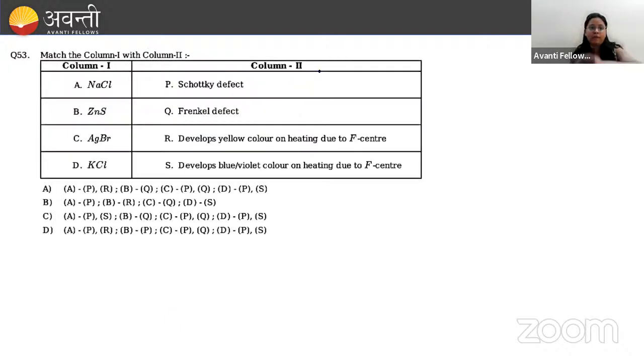Very good. Next problem. Here we need to match column 1 with column 2. There are certain compounds given and there are certain defects. This problem is from solid state.